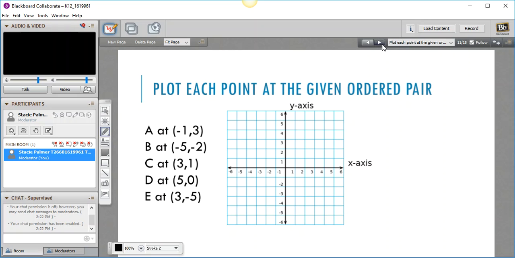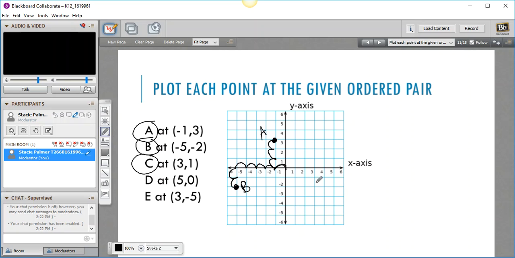Okay, so let's go ahead and quickly plot these points. I want to make sure that you guys know how to do this. So if we want to plot point A at -1, 3, we'd go to the left 1, up 3, 1, 2, 3. There is point A. Okay, point B at -5, -2. So we go to the left 5, 1, 2, 3, 4, 5, down 2, 1, 2. Right here would be point B.